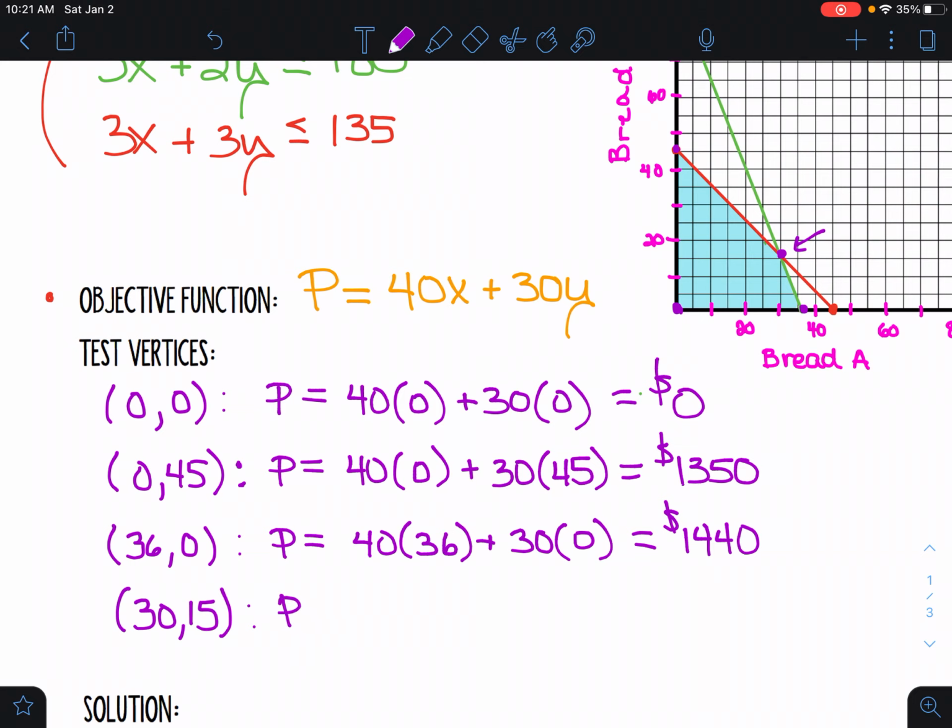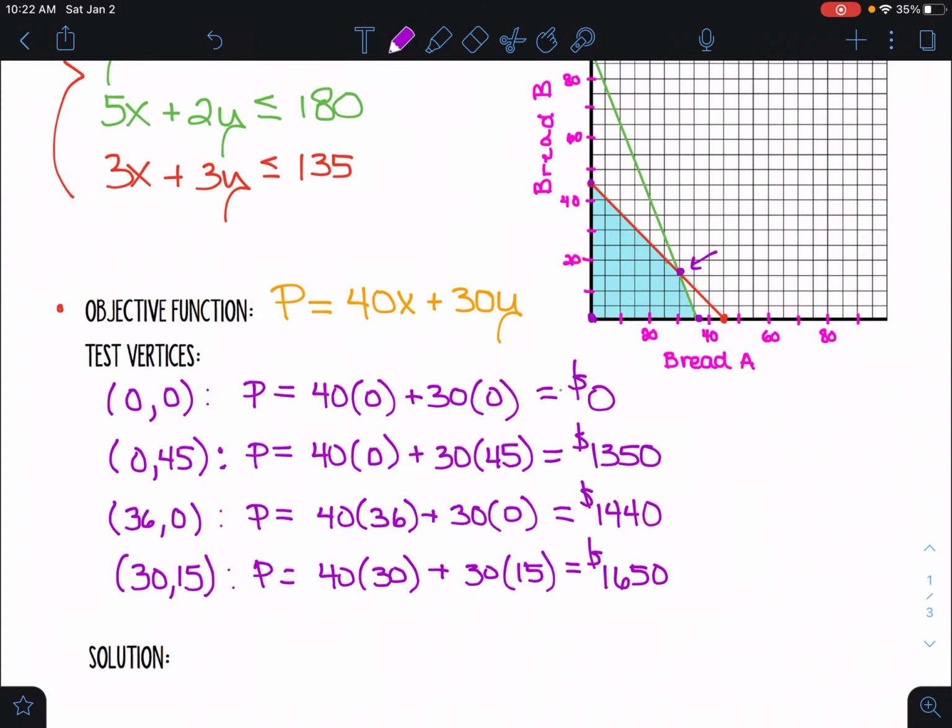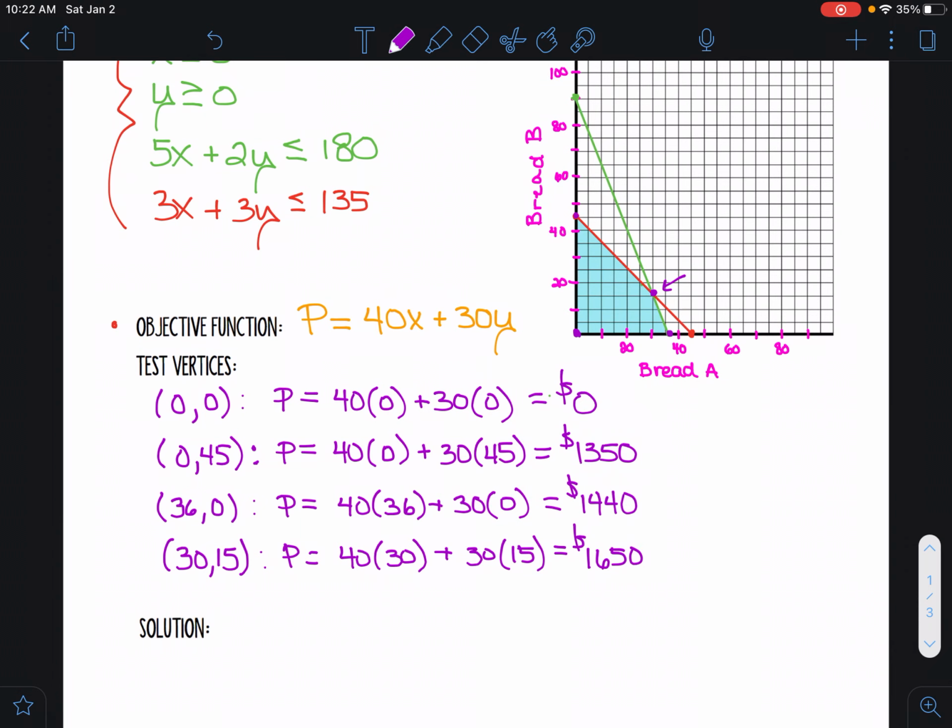Now, what if we do 30? It'll give us 1,200. Okay, so that'd be 1,200 and then 450. So that would give us $1,650 if we sold 30 of bread A and 15 of bread B. Okay, so now which one is the best?